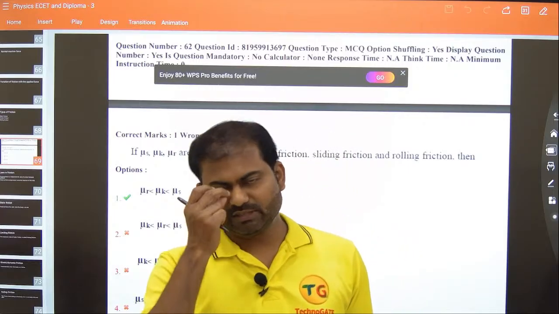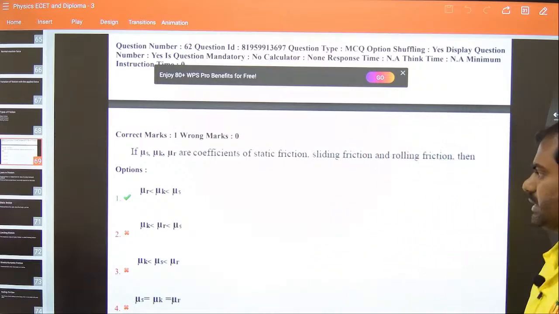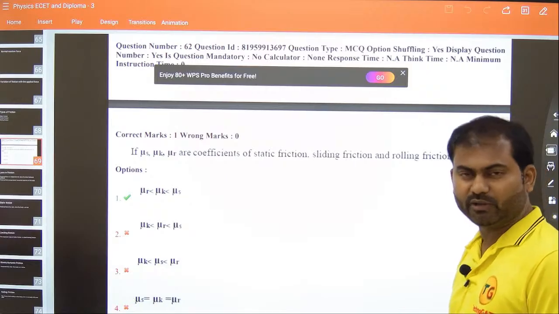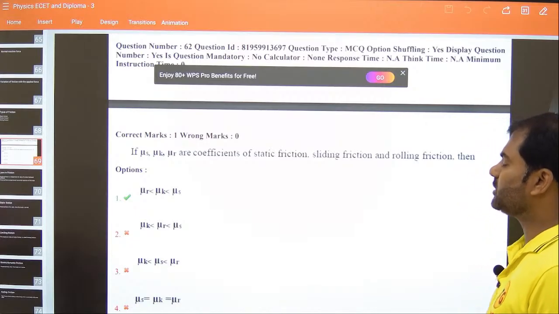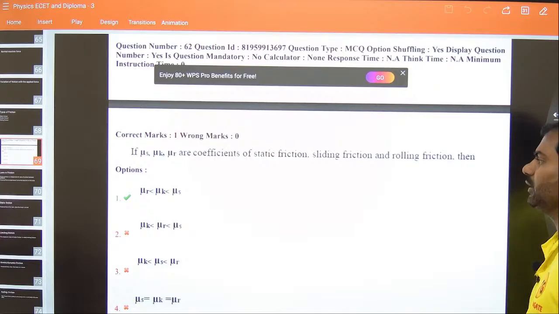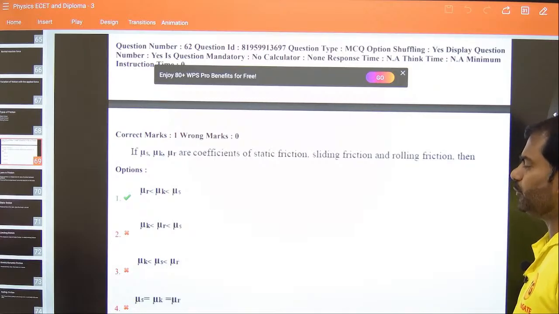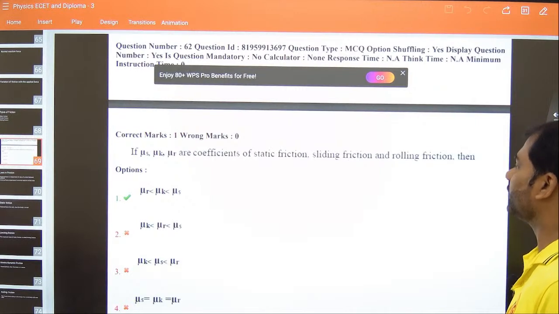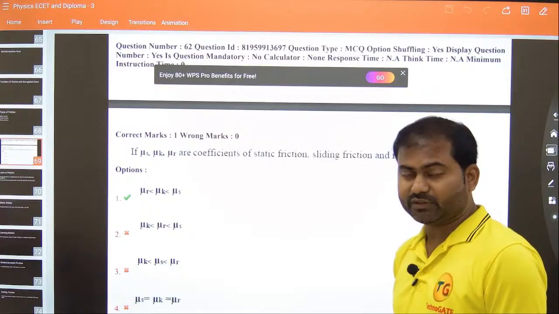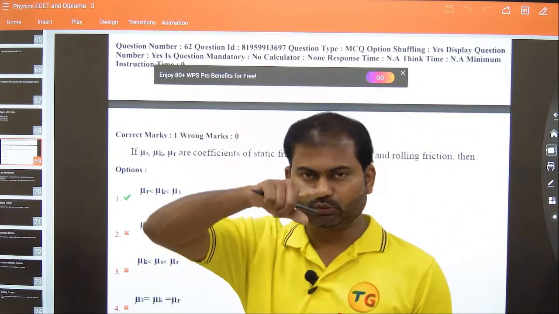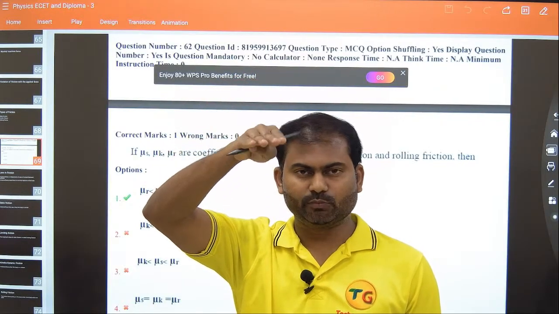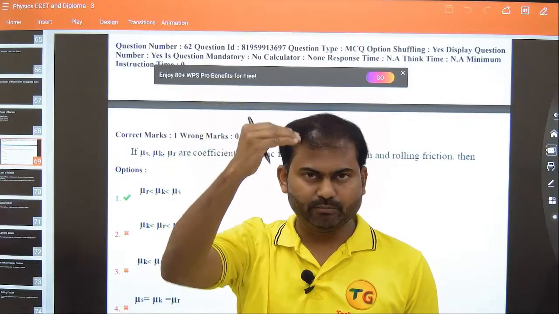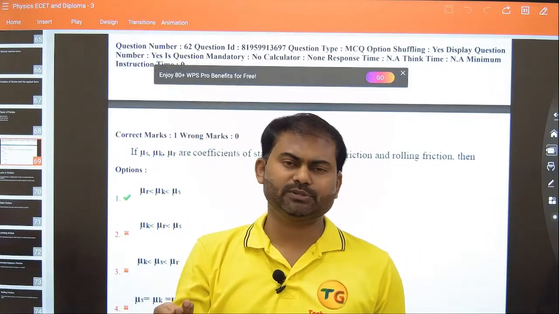So let's look into a very simple question from previous ESET papers, where they are asking which one is least and which one is highest when you compare mu s, mu k, mu r. If mu s, mu k, mu r are the coefficients of static friction, sliding friction and rolling friction, then we know static friction is the highest value. Mu s into n is at the top, mu k into n is at the lower level. So mu s is highest, mu k is the middle value, mu r rolling is the least.